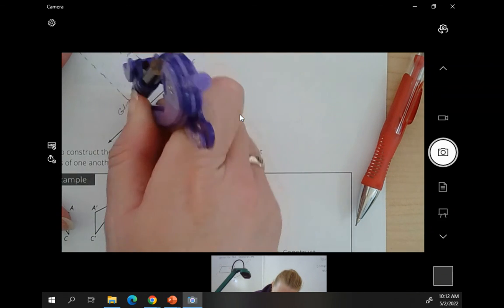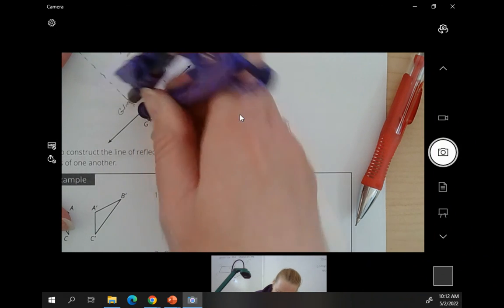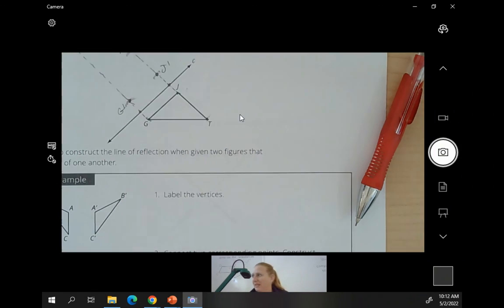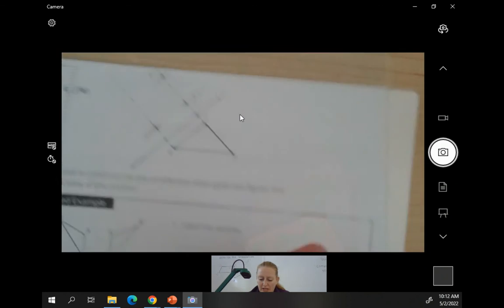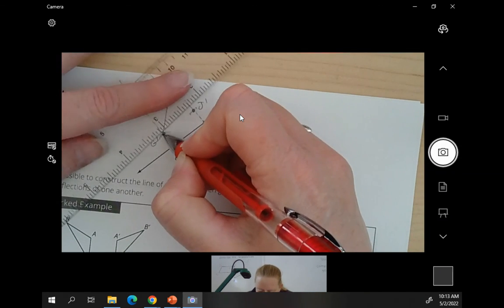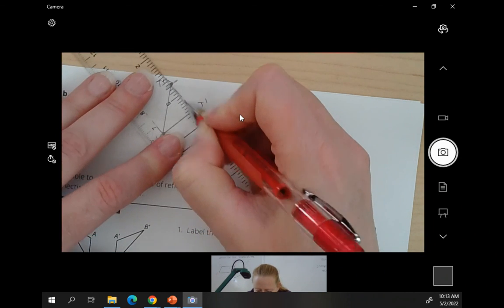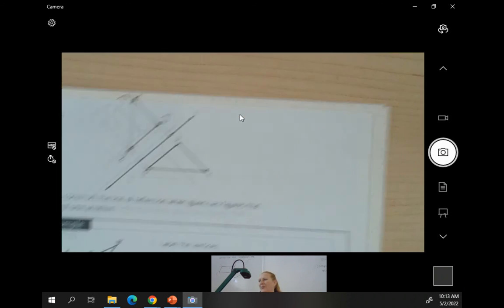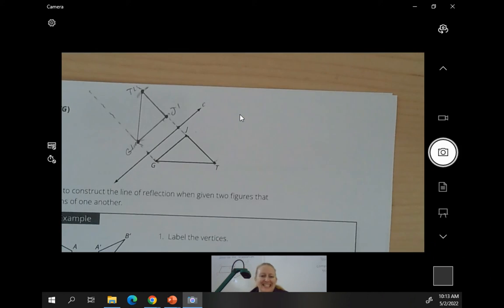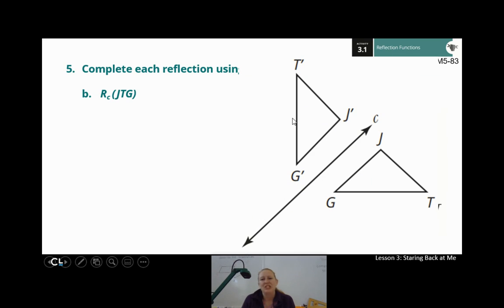Maybe I'll make a better mark if my pencil will play nice. My pencil doesn't want to play nice today. That's okay. And then I'm going to use my straight edge and I'm going to connect them back up to form a new triangle. Ooh, look how pretty that is. Oh my gosh, it's beautiful. Yay. Good job, guys.